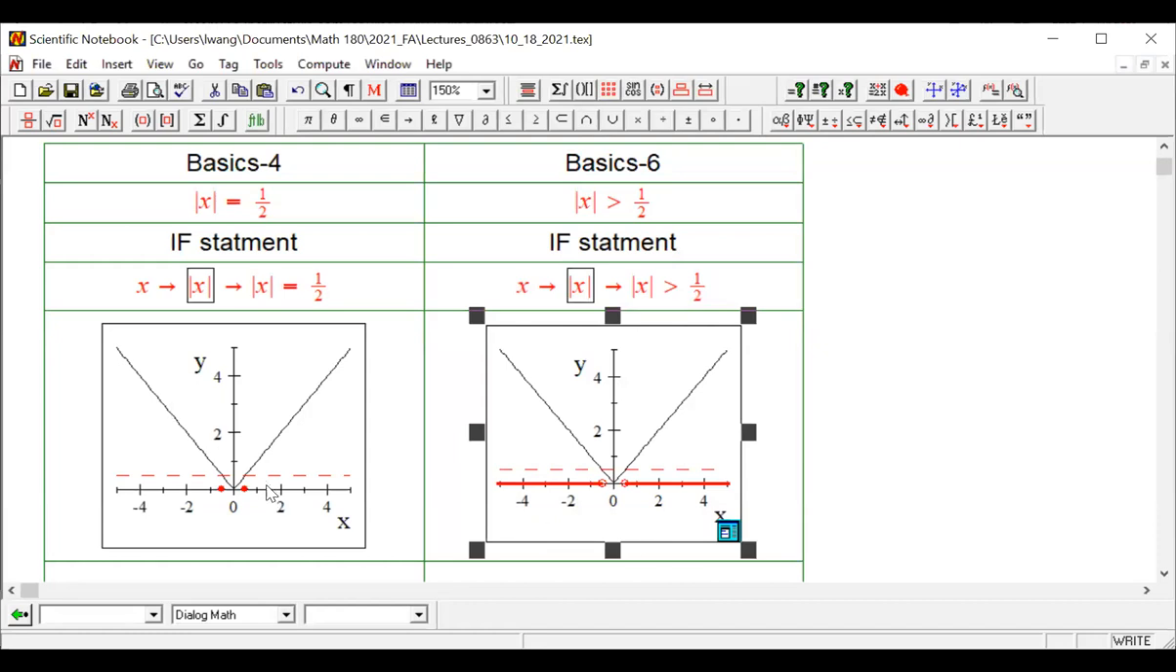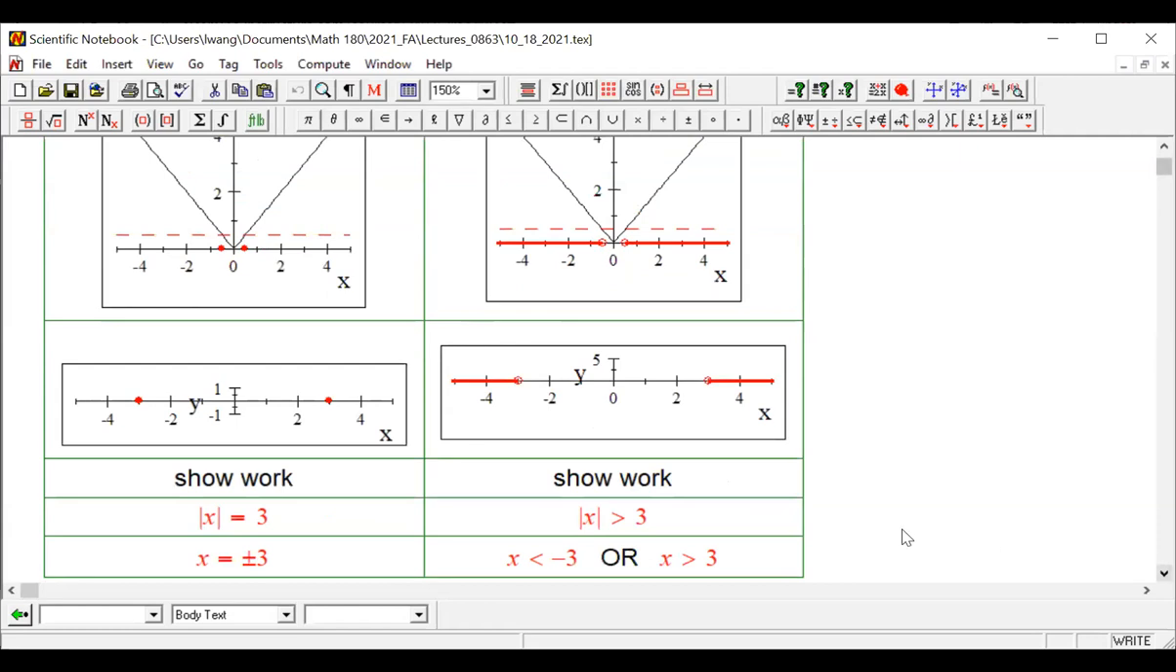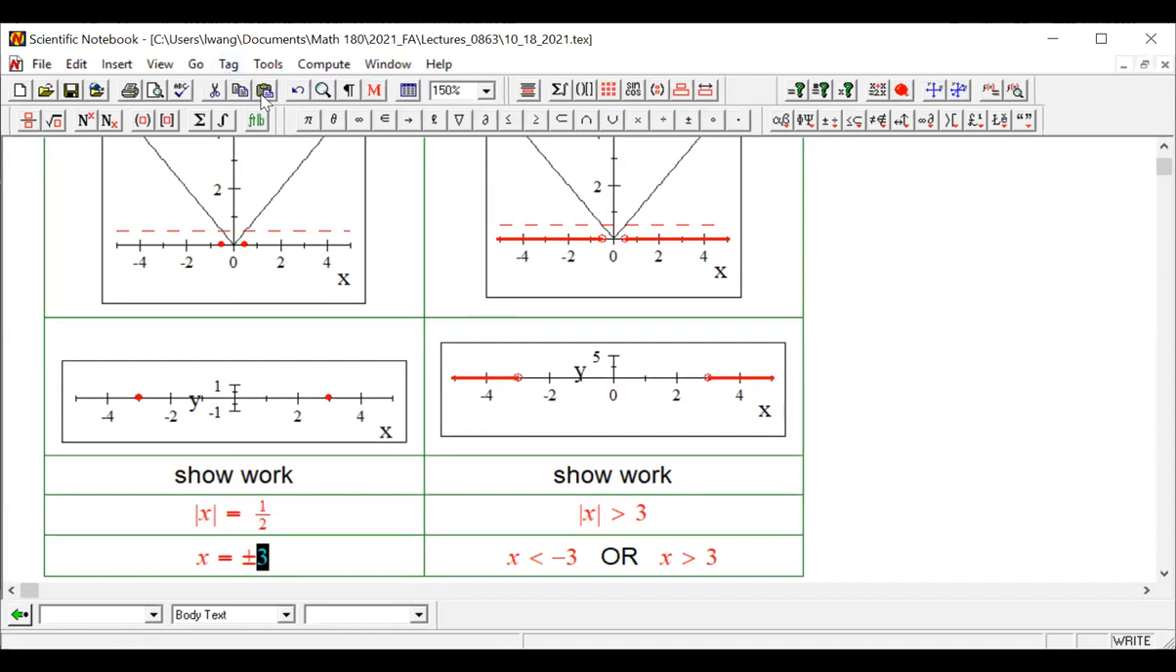Okay, the only difference is that before it was 3, now it's larger than or equal to 3. Instead of 3 it is now half. So larger than half or equal to half, these are the two cases. So what are the solutions you're going to have? The solutions you're going to have is going to be equal to half. For equal to half, you're going to get plus minus half.